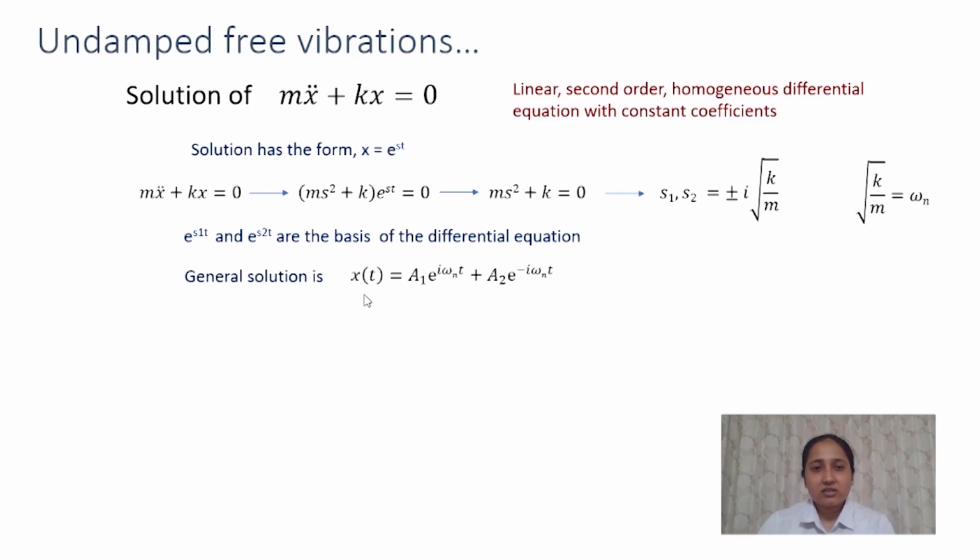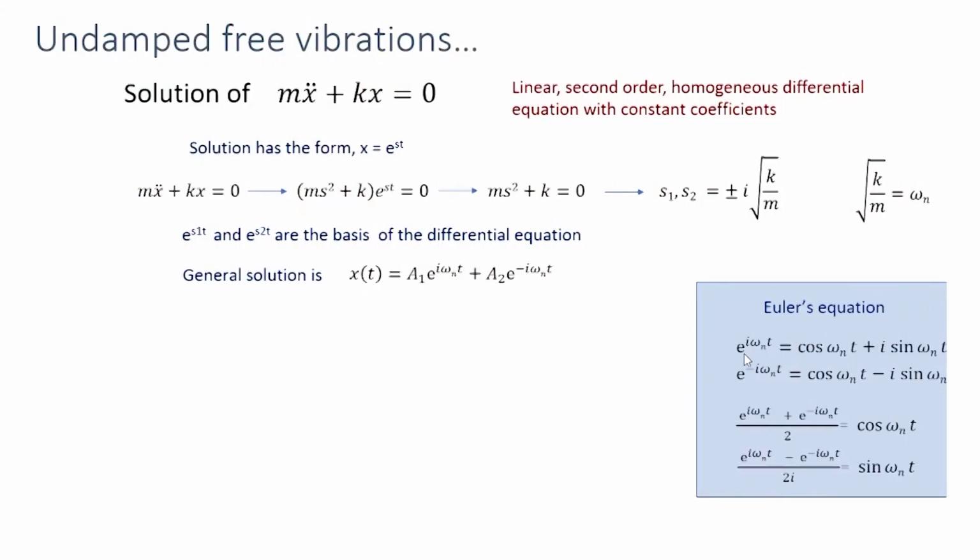That is, the general solution is of the form x of t is equal to a1 e to the power i omega n t plus a2 e to the power minus i omega n t. So a1 and a2 are constants which can be calculated using the initial conditions of our differential equation.